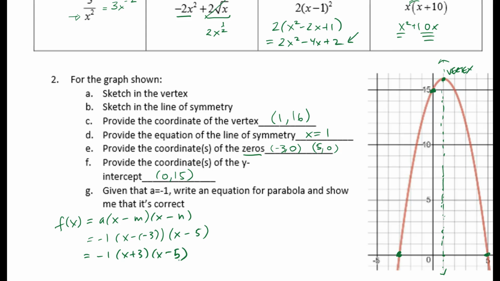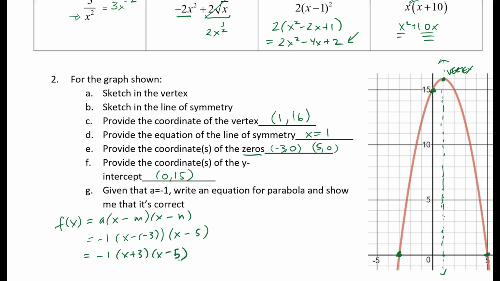And showing that it's correct, we can just pick another point. Let's see what f of 0 is. Make sure we get the y-intercept correct if we do this. We throw 0 into here, we get negative 1. 0 plus 3 is 3. 0 minus 5 is negative 5. And we get 15. So indeed, we do get the y-intercept. So we're pretty confident that that equation is correct.